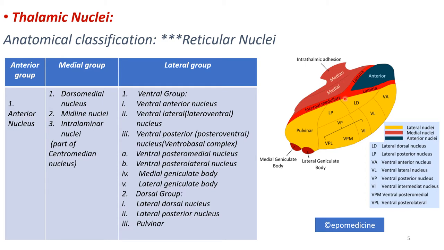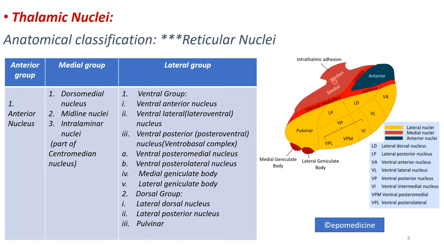And this also divides the thalamus into three components. First of all, we have the anterior group. In the anterior group you have a single nucleus, which is the anterior nucleus. If you say this is the anterior part of the thalamus and this is the posterior part, so in the anterior part the lamina divides into the anterior group, and here is present the anterior nucleus.